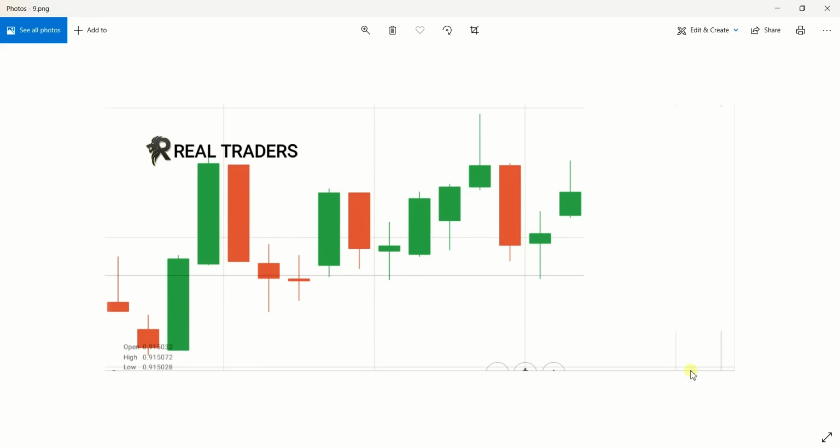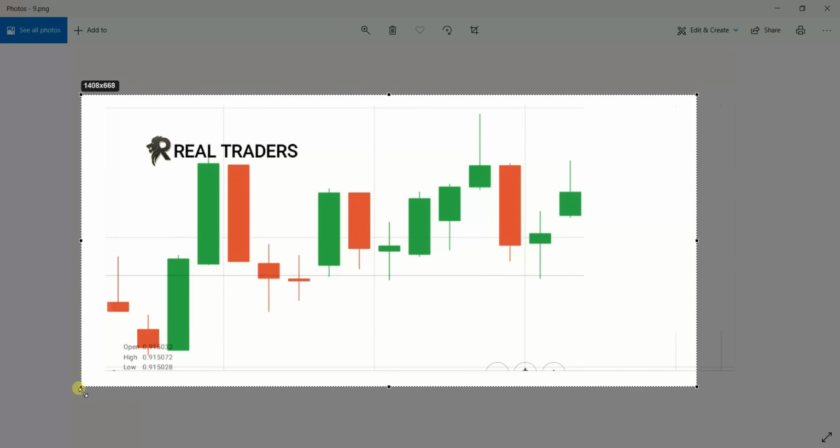Okay, so we leave this trade. Okay, so now you can see it closed as a bullish candle. So what will be the next candle? Okay, let me check the levels here.